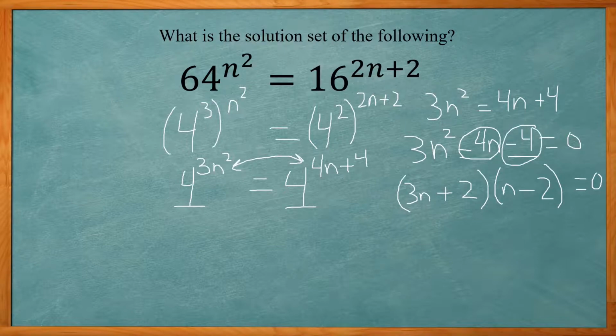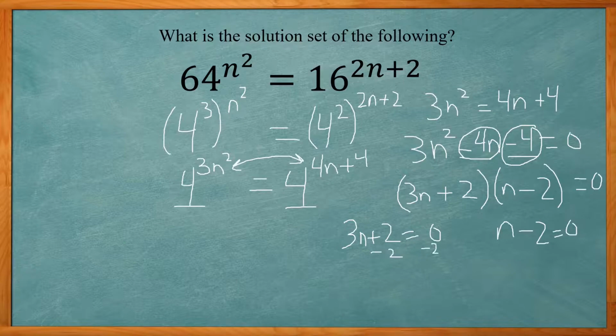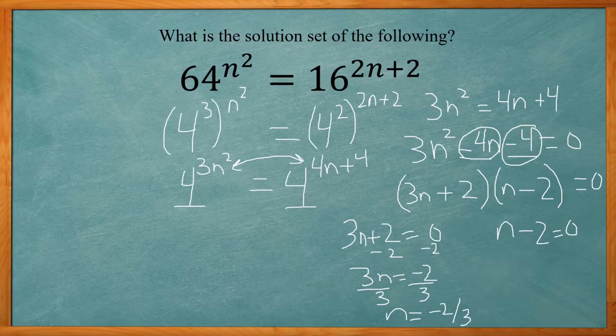so that works out. So once you find those, you set each of those factors equal to 0, so 3n plus 2 equals 0, and n minus 2 equals 0. So I'm going to subtract 2 from both sides. It's going to be 3n equals negative 2. Divide both sides by 3. So n equals negative 2/3. Over here, I'm just going to add 2 to both sides. And n is equal to 2. So the solution set to this problem is negative 2/3 and positive 2.